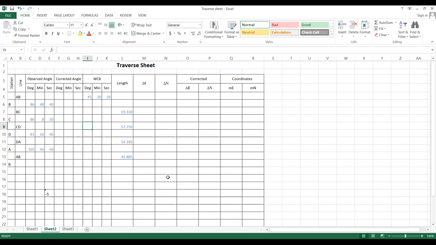Now these are the entering of raw data. Step two, enter the raw data in the correct row: station, the observed angles, lengths are the measurements, and the whole circle bearing. Is it okay? Rest is the calculation, right? The standard format of the traverse sheet is known now, right? And the entering of station and lines, step one. And step two, entering of the raw measurement.